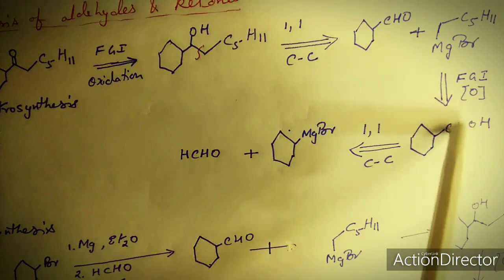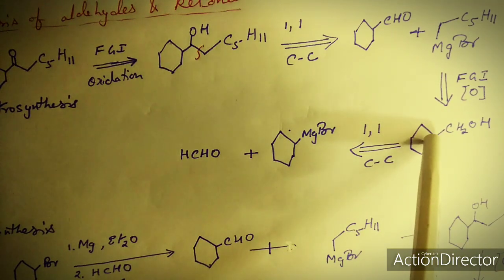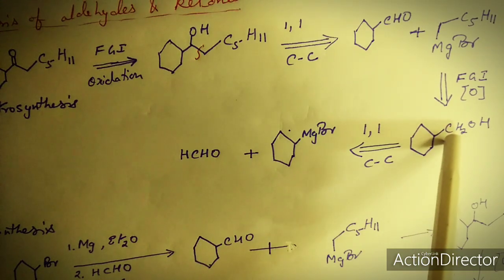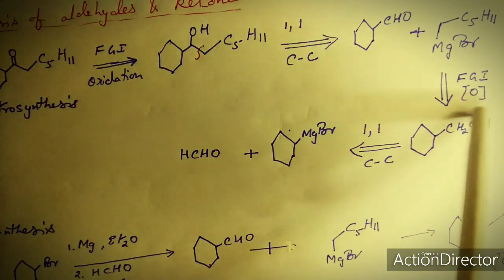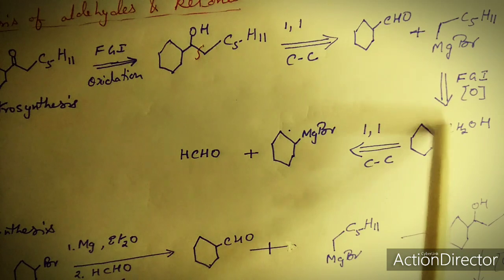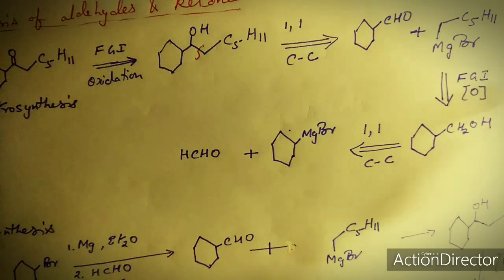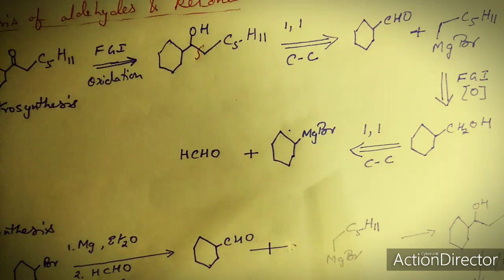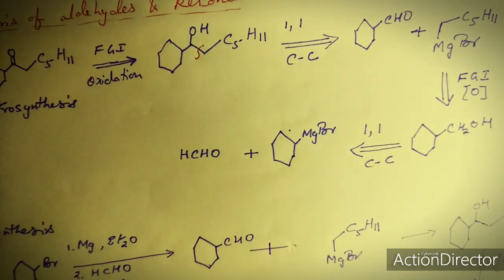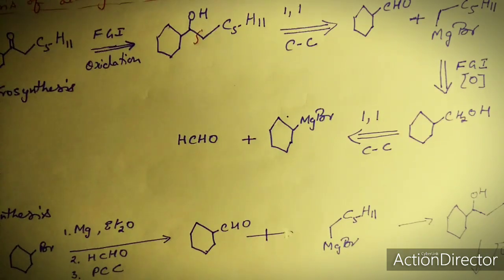And now again a 1,1 CC disconnection, leading to this cyclohexane ring negative and this carbon positive. 1,1 because this carbon has this OH attached to it. So 1,1 CC disconnection. And obviously what will be formed? A Grignard reagent. And here by elimination of H positive, we will get a CH2O, or we can call it HCHO, formaldehyde. So we have got the simplest of our synthetic equivalents, which will be our starting reagents.